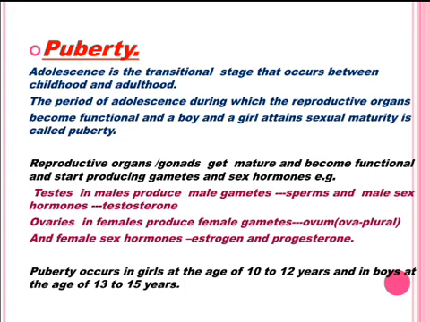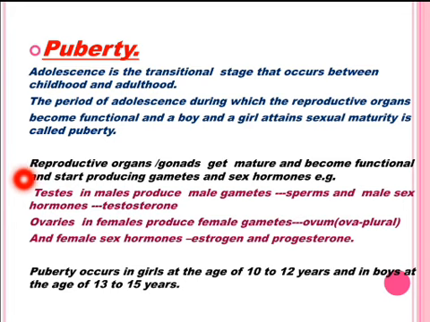It is the time of rapid development of growing towards sexual maturity, discovering more about one's self, and recognizing and defining personal values. So, the period of adolescence during which the reproductive organs become functional and a boy and a girl attain sexual maturity is called puberty. Reproductive organs or sex organs or gonads get mature and become functional.